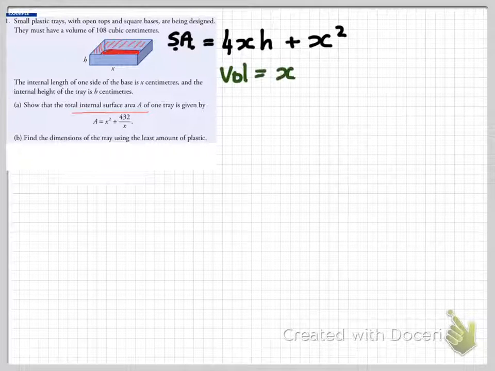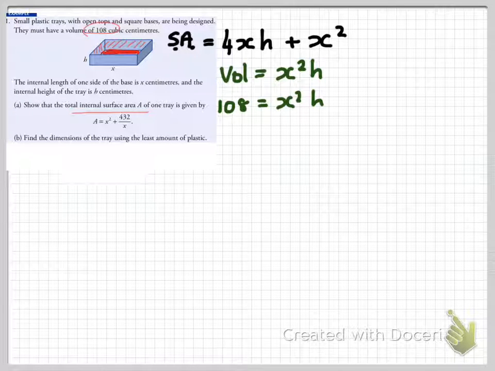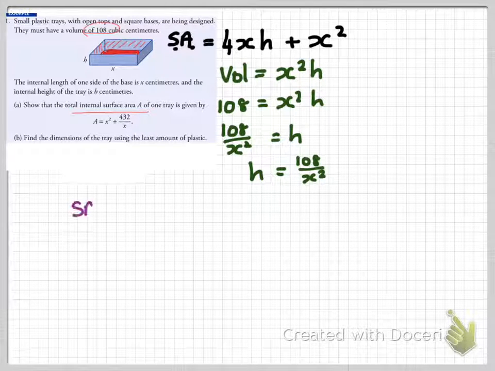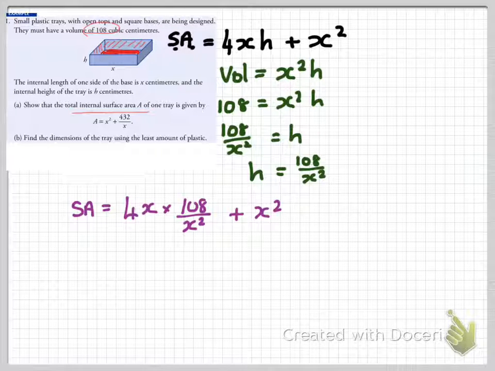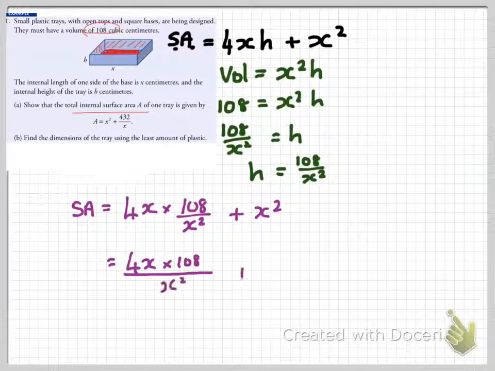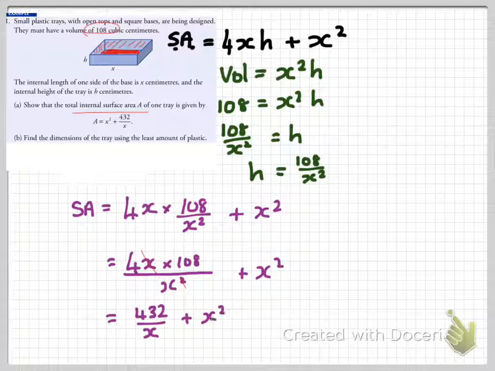You've got some volume information. The volume is area of base times the height. We know the volume is 108 because we're told that in the question. Make h the subject, and now we rewrite the surface area in terms of one variable. So I've replaced the h there with 108 over x squared, which we found in the last statement there. We can then simplify that, and so the x cancels out: 432 over x plus x squared. We've done part A. We've shown the total internal surface area.